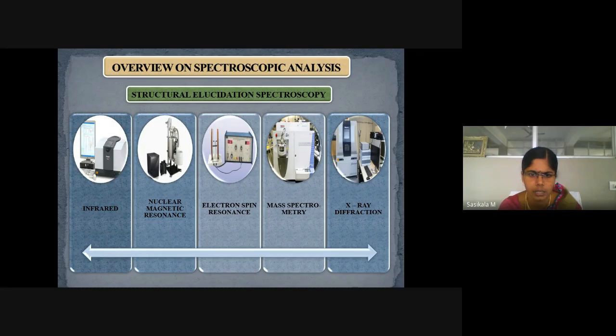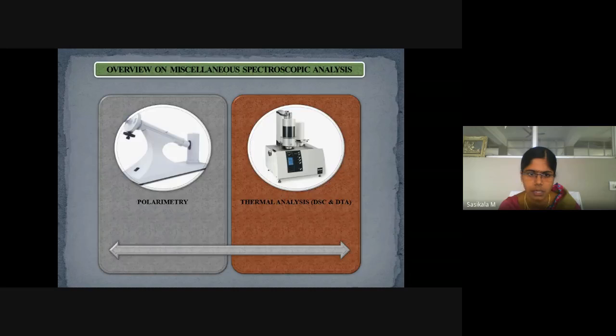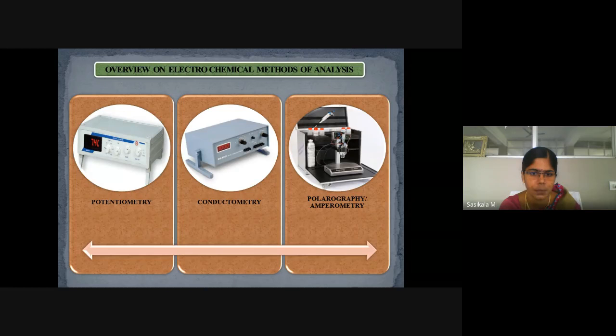IR is available in our university, so if you want a demo, you can go there and learn. Other instruments are only available in industries, not in institutions. Polarimeter is available, whereas DSC and DTA instruments are also available in industry, not in institutions. Potentiometry and conductometry you will be analyzing in the lab itself.